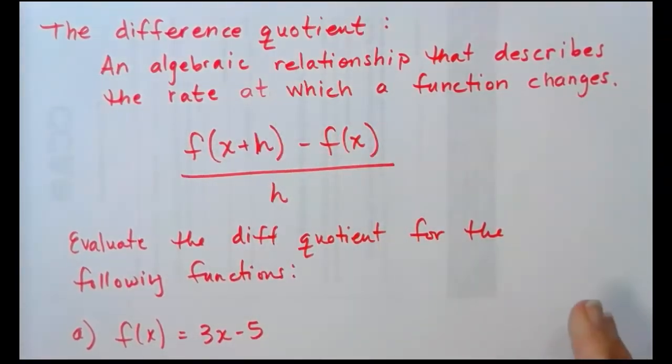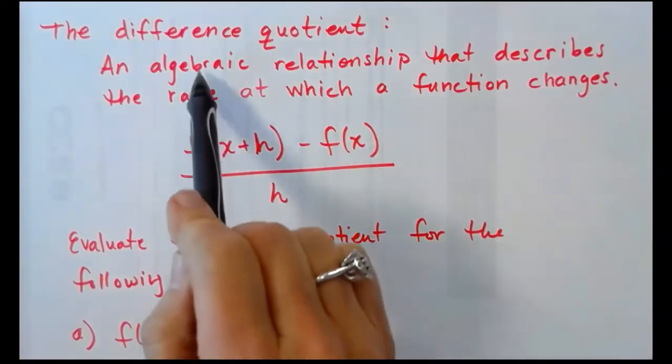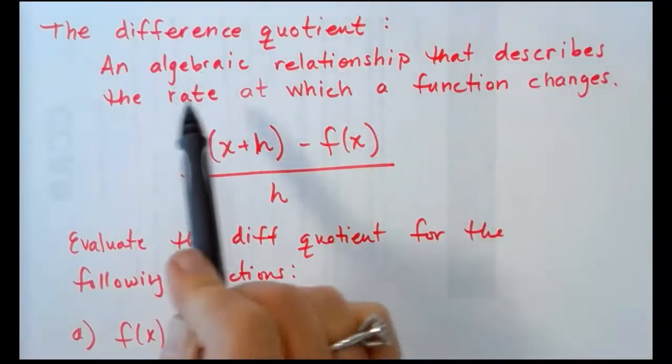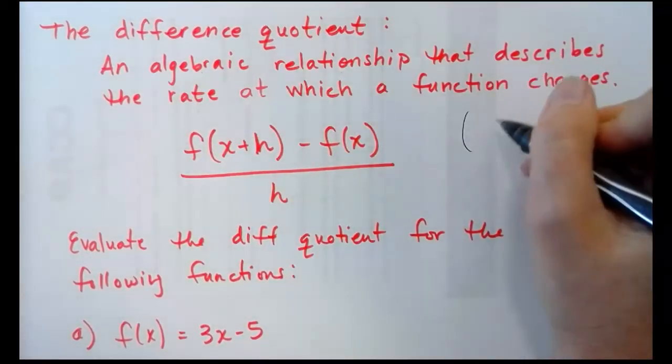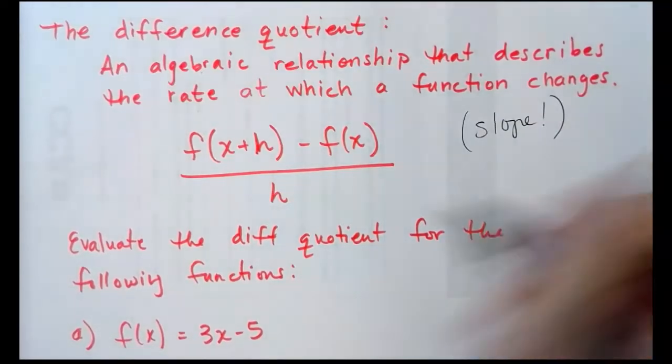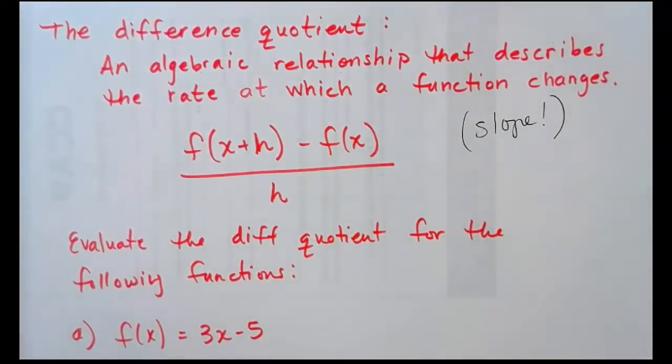Now, here's a quick description of what the difference quotient is. It's an algebraic relationship that describes the rate at which a function changes. Honestly, ladies and gentlemen, you are very familiar with slope, all right? So the slope of a linear function is the same thing as the difference quotient, but the difference quotient is able to be applied to basically every single function, whether it's a line, whether it's a curve, whatnot. So that's why this is a much broader idea of a rate of change. So please, please, please watch the video that I have also posted on the What's Happening page.